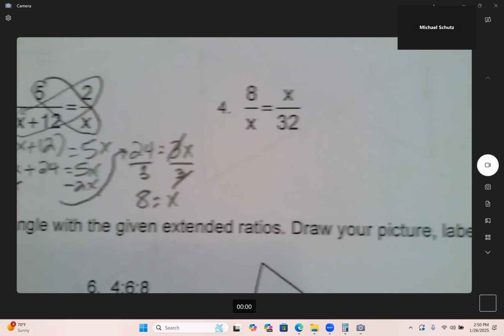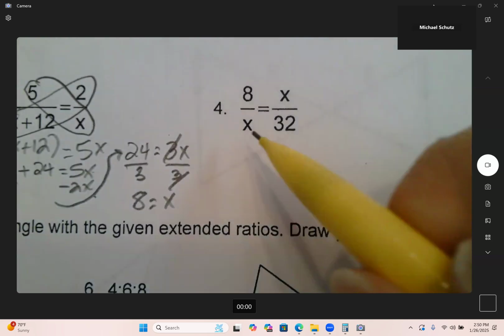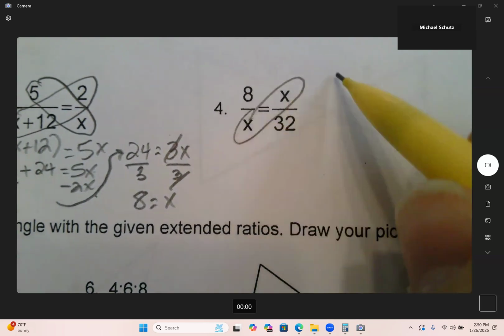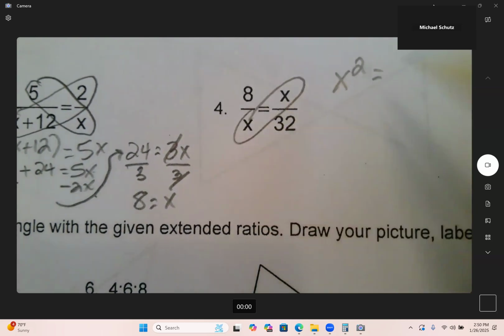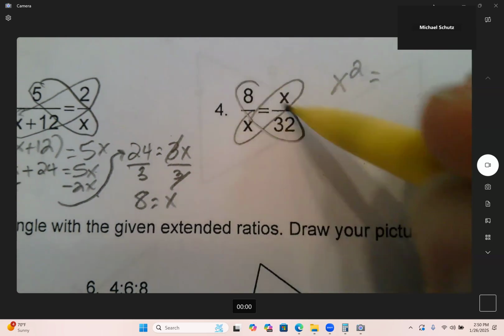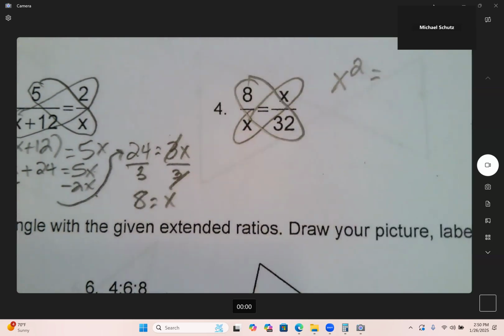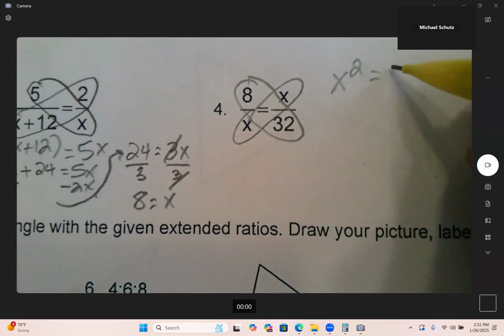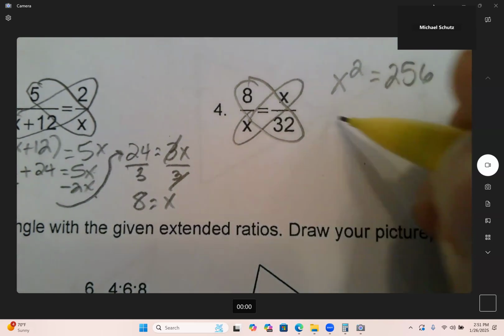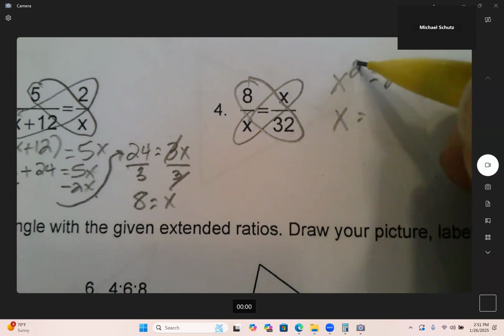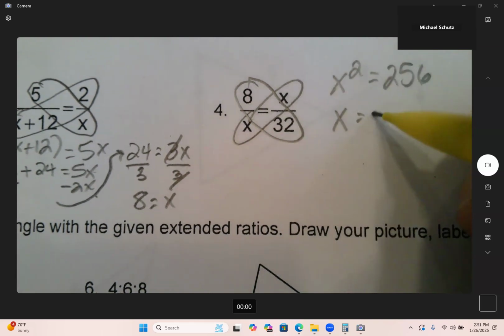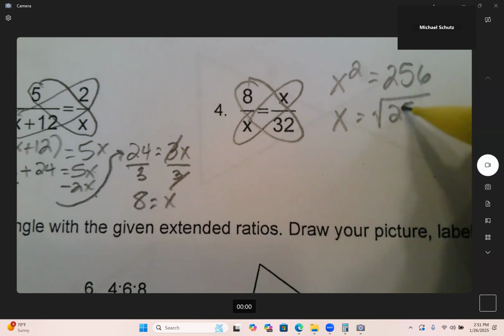All right, let's take a look at now number 4. This one's a little bit more challenging. We have x times x, which is x squared, and then 8 times 32. So again, I'm going to use my calculator to see what that is. So 32 times 8 is 256. Now, to get rid of the square on the x, we have to take the square root of that.